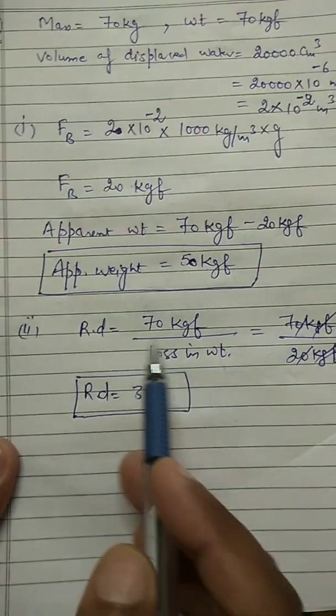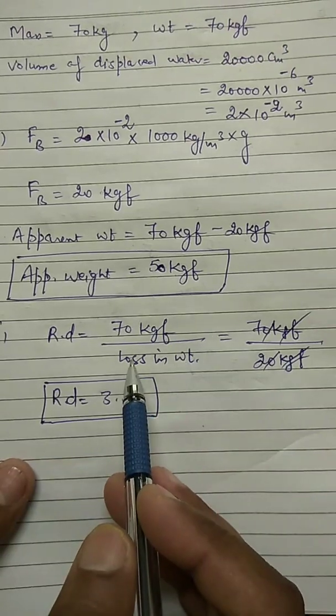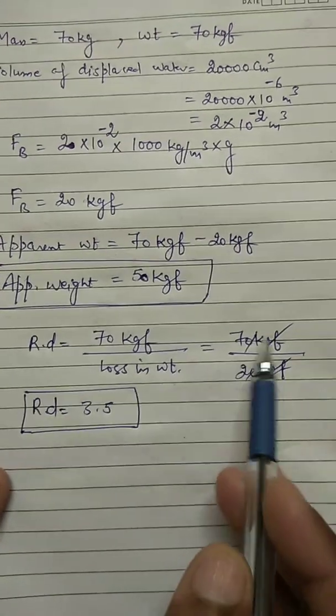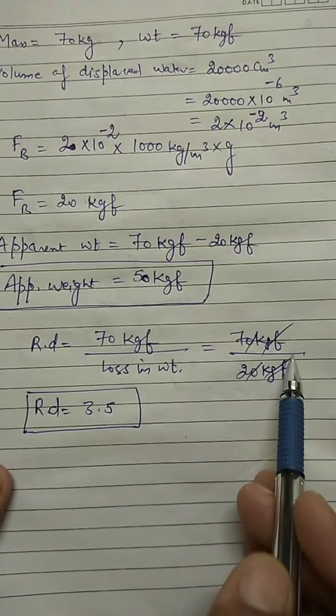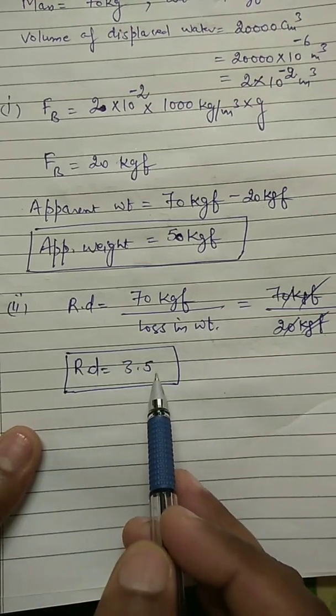That is the apparent weight. Second part, relative density is equal to actual weight divided by upthrust, or loss in weight. 70 kgf divided by loss in weight, so 70 kgf divided by 20 kgf. So relative density is equal to 3.5.